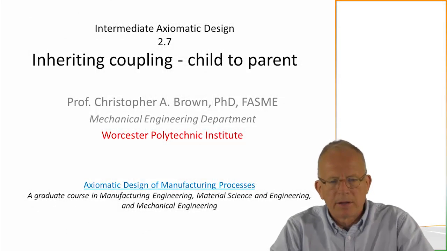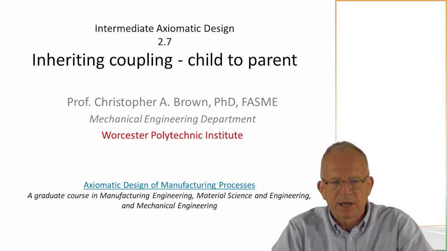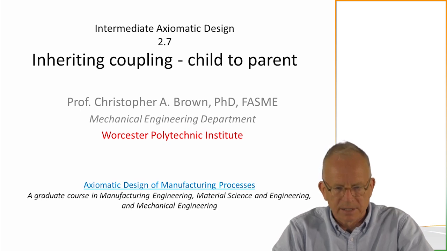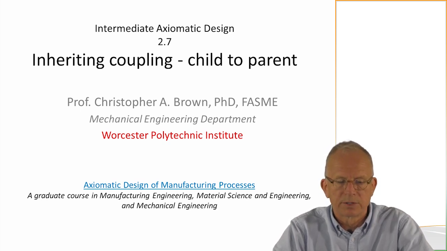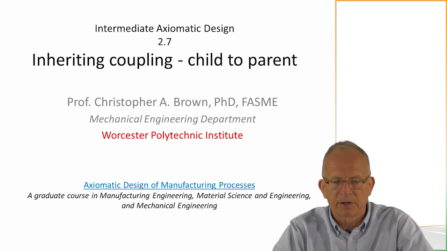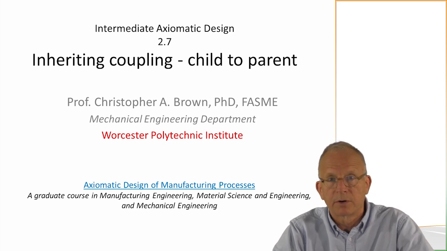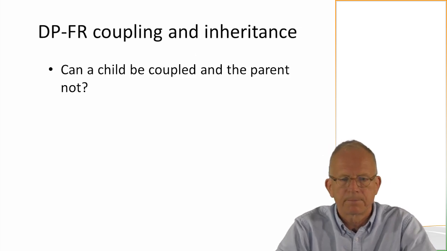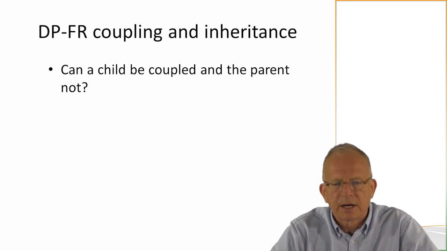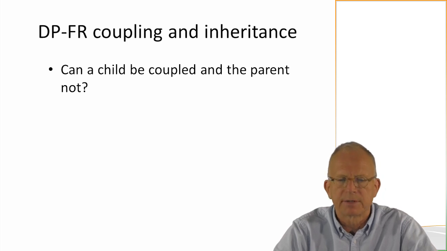Hi, I'm Chris Brown, and this is Lecture 7 in Intermediate Axiomatic Design, the second part in this course on axiomatic design of manufacturing processes. I'm going to be talking about coupling and how it goes from child to parent. So this is DPFR coupling and what I call inheritance.